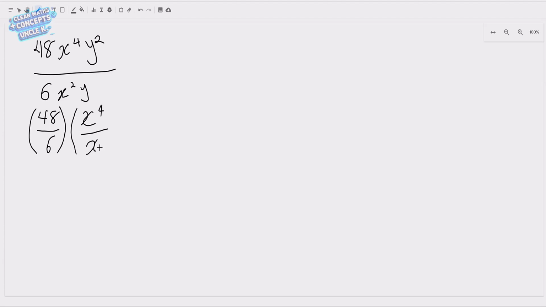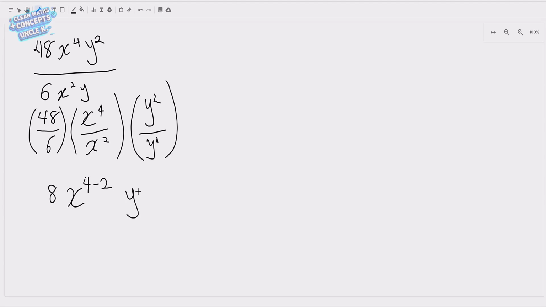So you separate them. You bring the x together. You bring the y's together. Now this y, you know there's a power of 1 there, even if it's not written. So 48 over 6 will give you 8. Then you have x, you combine that. Now this is division, so it becomes minus. Then y, you have 2, minus 1. So you have 8 x raised to the power of 2, y raised to the power of 1. So this will be our answer.